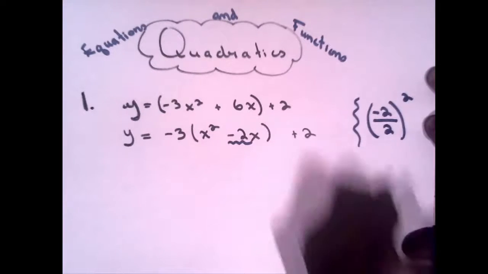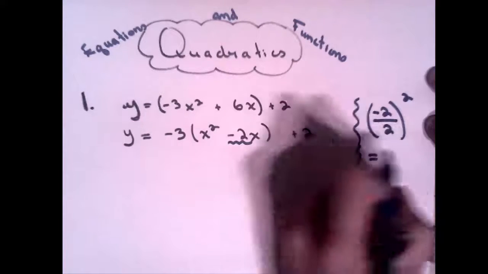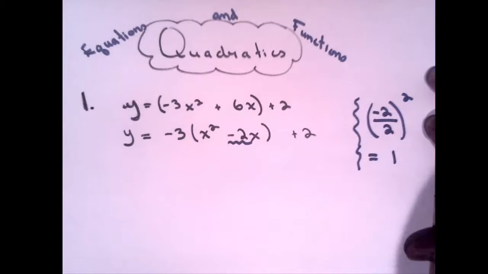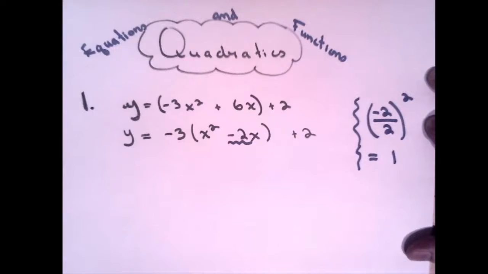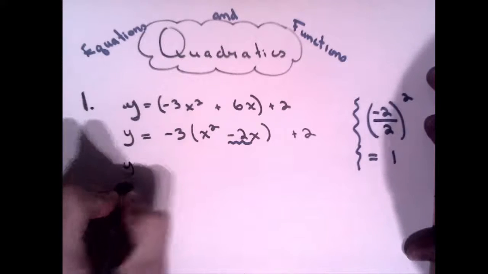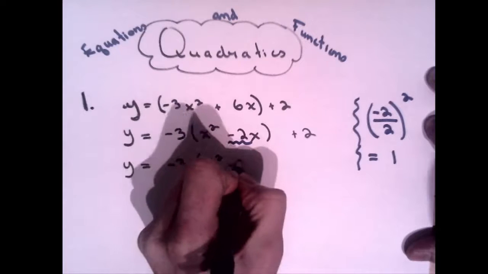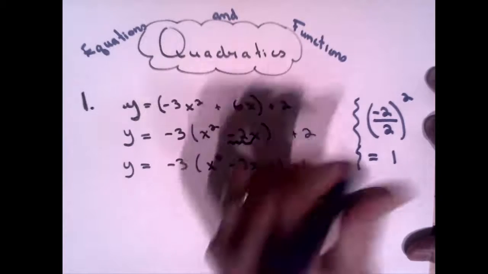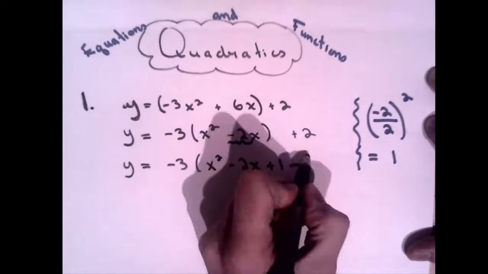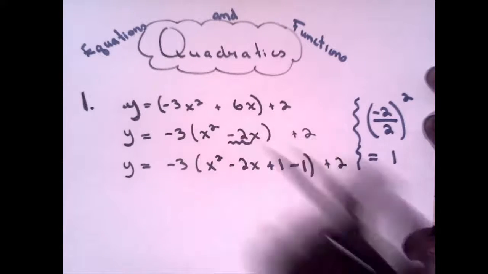Okay? And the answer to that, -2 divided by 2 is -1. -1 squared is 1. And the point of that is you're now going to add 1 and subtract 1. Well, adding 1 and subtracting 1 is like adding 0, so it doesn't change the equation. All right, where do we do that? So -3, open your bracket, x squared minus 2x. Now we're going to add 1, subtract 1, which is like adding nothing. And close the bracket and continue by adding the +2 that's on the end.